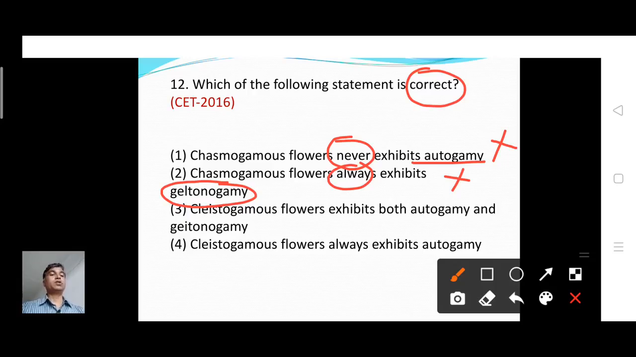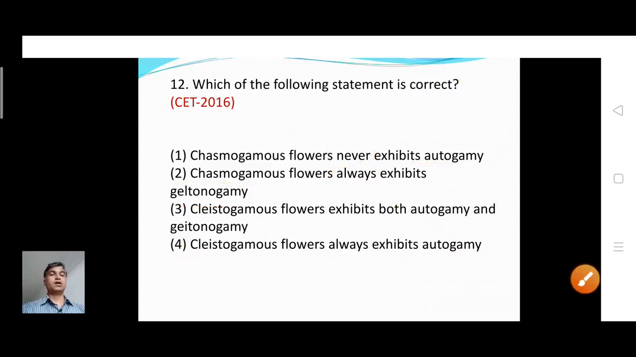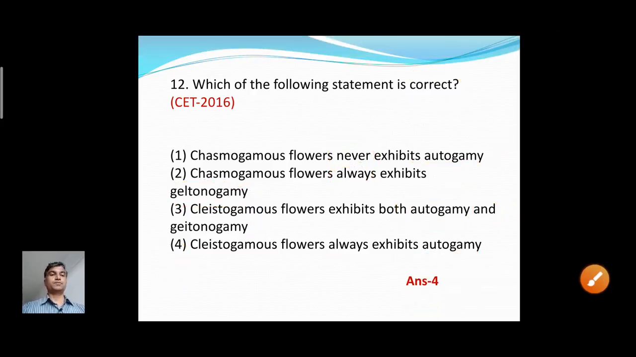Cleistogamous flower exhibits both autogamy and geitonogamy. Third option: cleistogamy occurs only as autogamy, not geitonogamy. This statement is also wrong. In closed flowers, only autogamy occurs, not geitonogamy. Third statement is also wrong one. Now, fourth statement: cleistogamous flower always exhibits autogamy. Yes, this statement is correct one. So just go through the textbook regarding the types of flower and pollination, many questions will arise from this section. Answer is the fourth option.